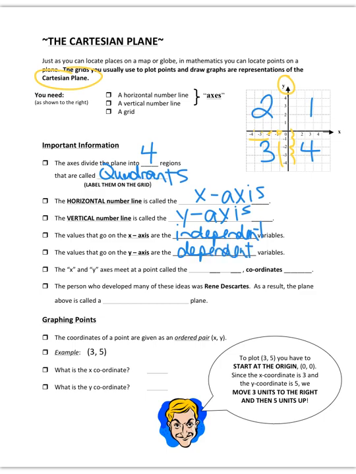The x and y meet at a point called the origin. So that's right here in the center. Right here we have the center of the origin, and it's going to have coordinates of 0, 0. The person who developed this is called Rene Descartes, and that's why it's called a Cartesian plane.